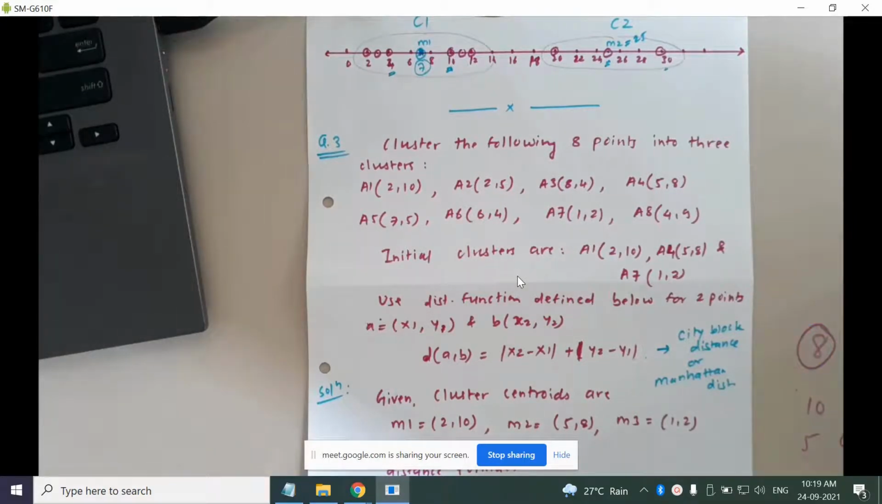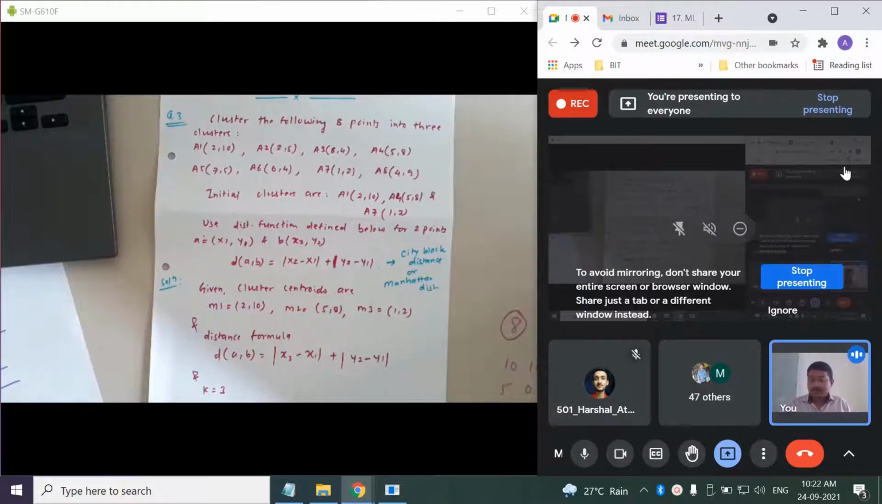Yesterday we studied the K-means algorithm, and it is a very easy algorithm and easy to do the calculations also. Have you understood the question? Total 8 points are given. You can visualize them by plotting them on a graph paper, and their initial clusters are given.